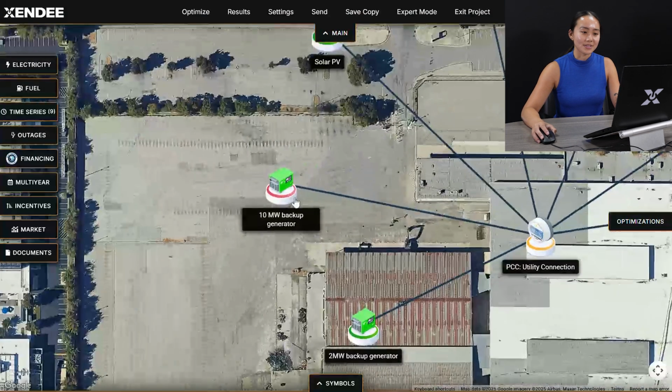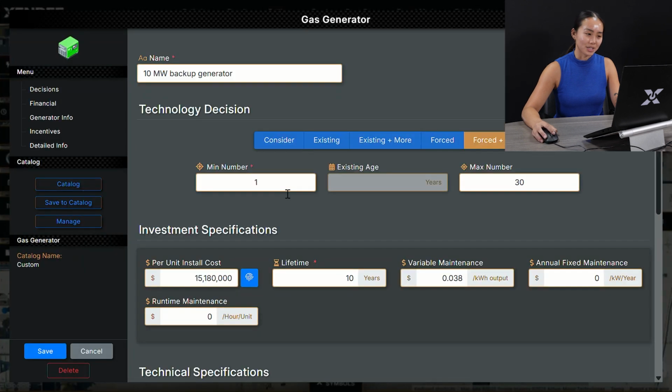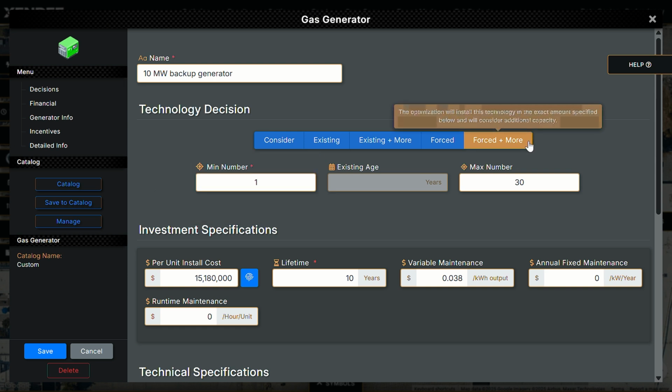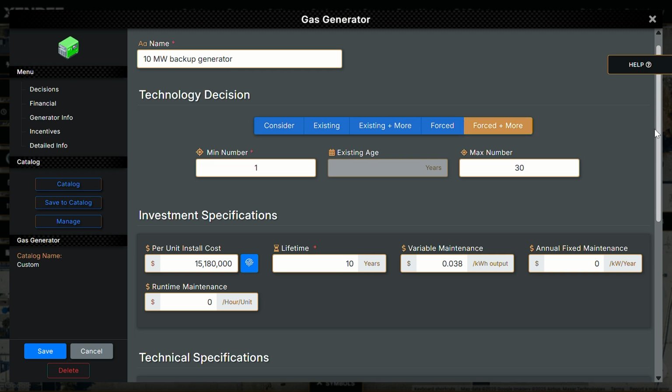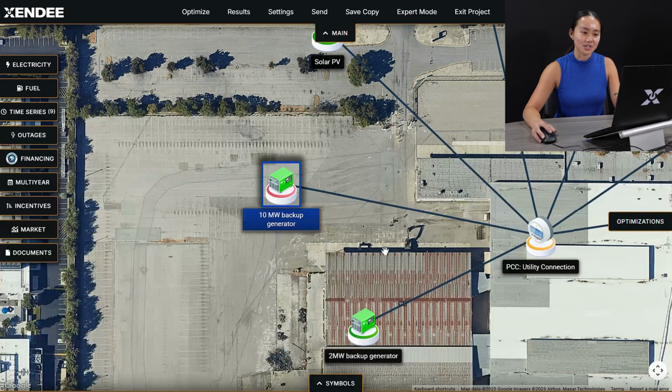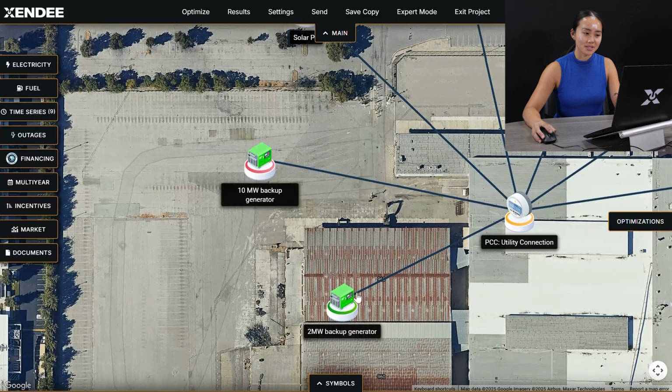In our model, we have inserted our 10 megawatt backup generator. We know that we want at least one unit to serve as a main backup generator, but we're open to more because we have redundancy requirements. So we set the decision to forced plus more. However, let's see if we can meet the redundancy requirements with smaller generators. Since our site also has battery storage available, we may not need another 10 megawatt generator to meet redundancy requirements.